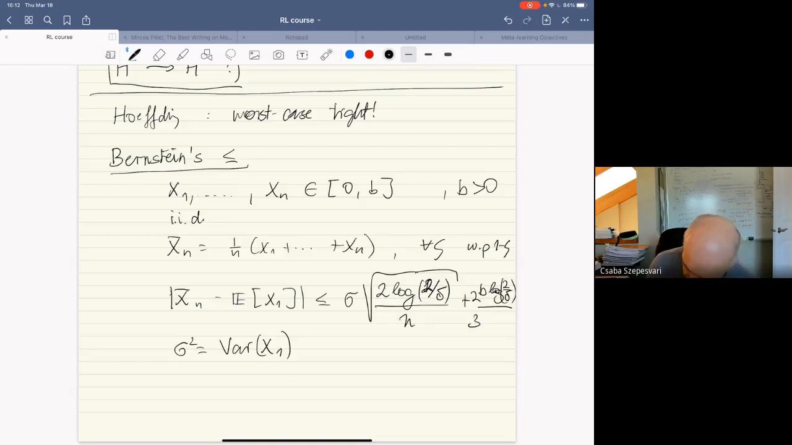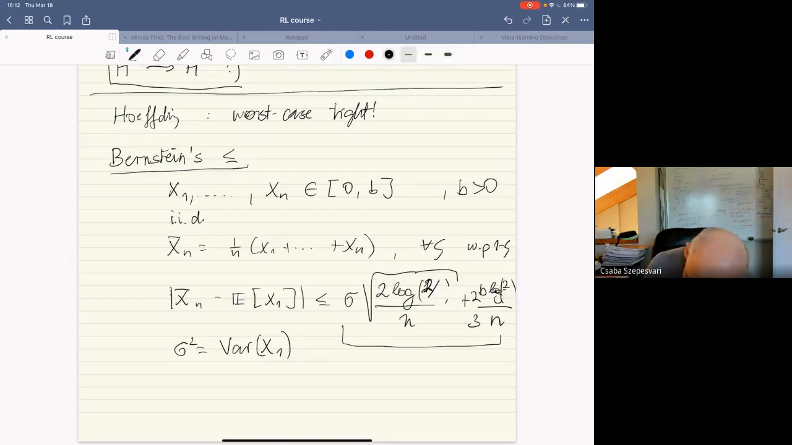And the constant is two-thirds, okay? So for this IID sequence, which takes values in [0, b], the deviation between the sample mean and the true mean, with probability 1 minus zeta, is at most this quantity here. Okay, so this is zeta.